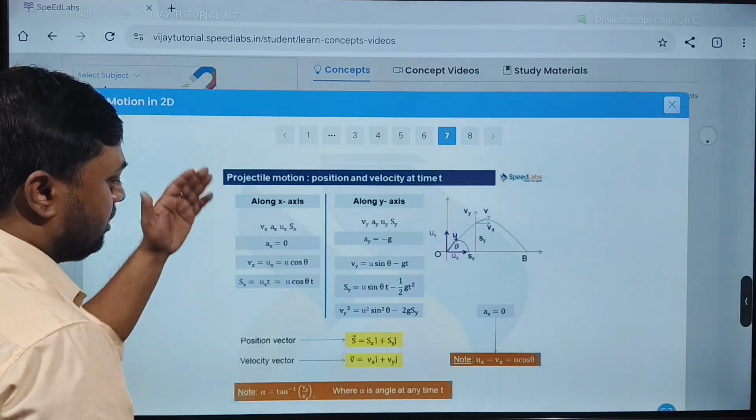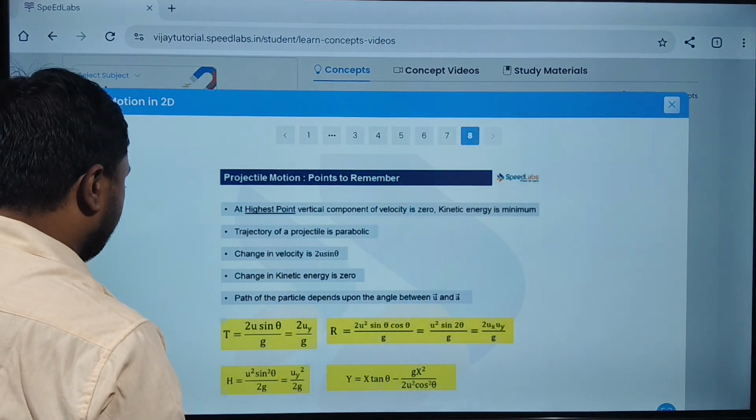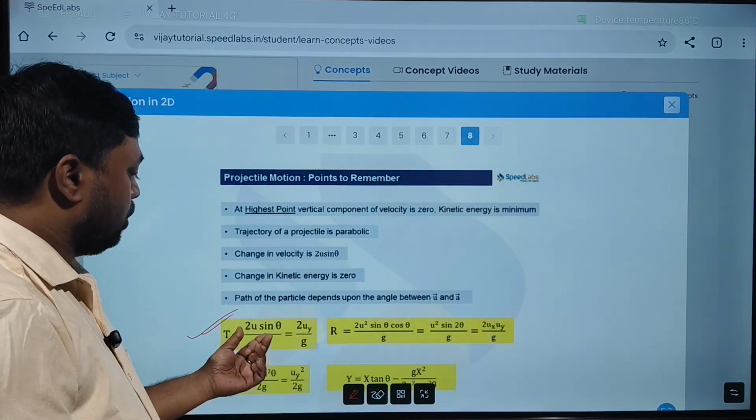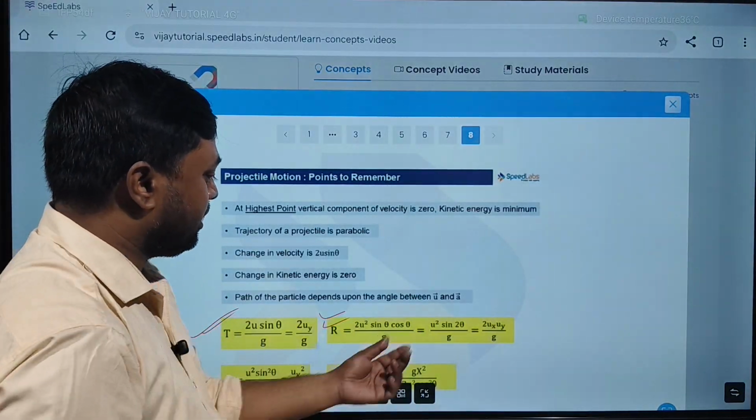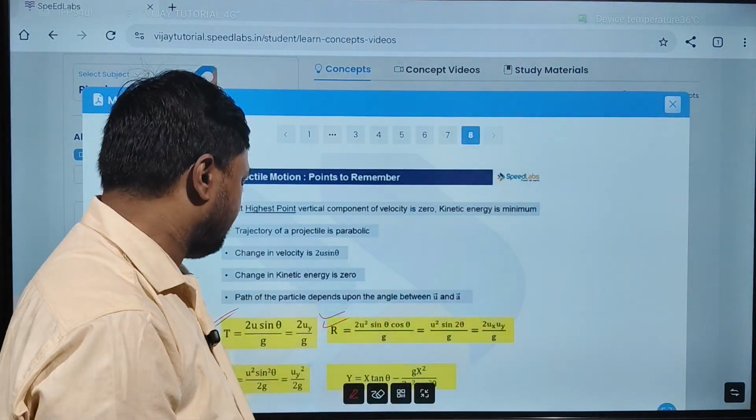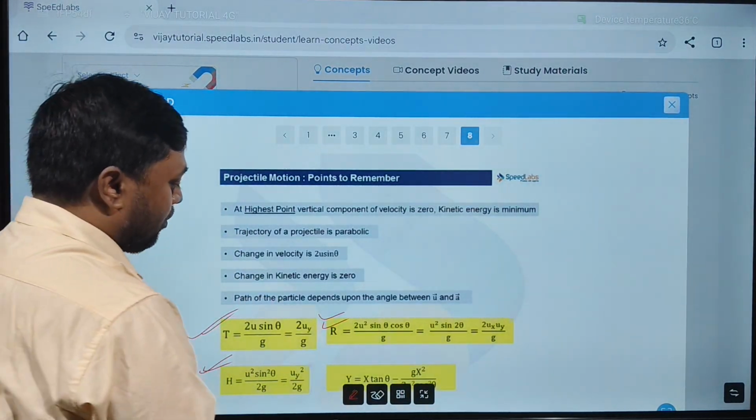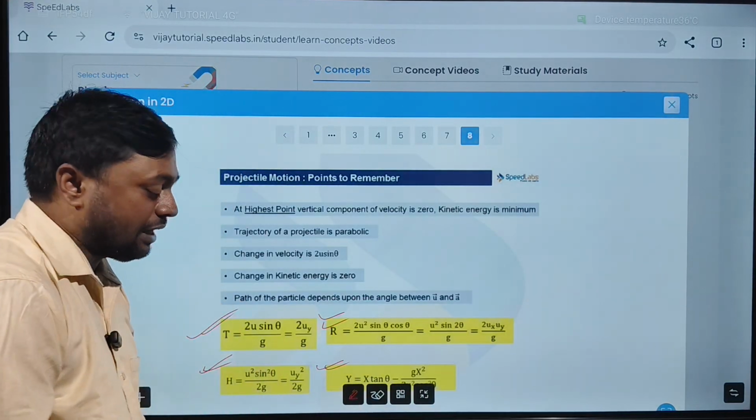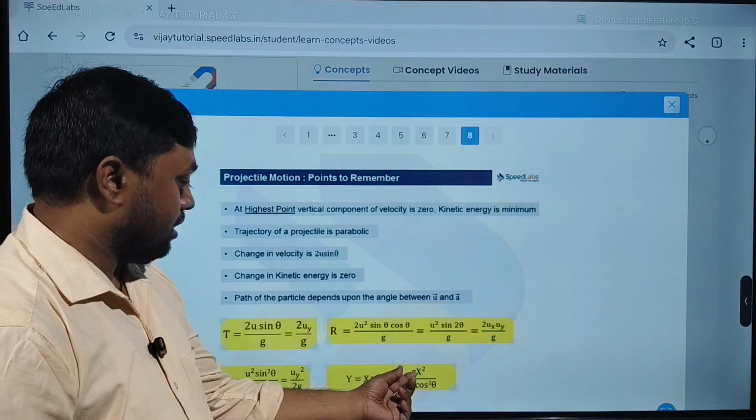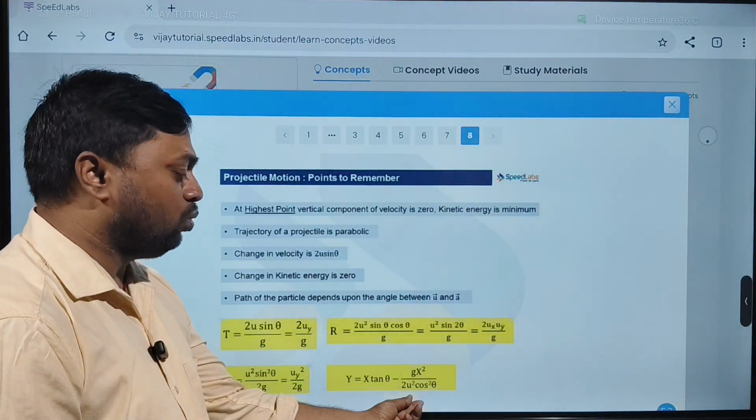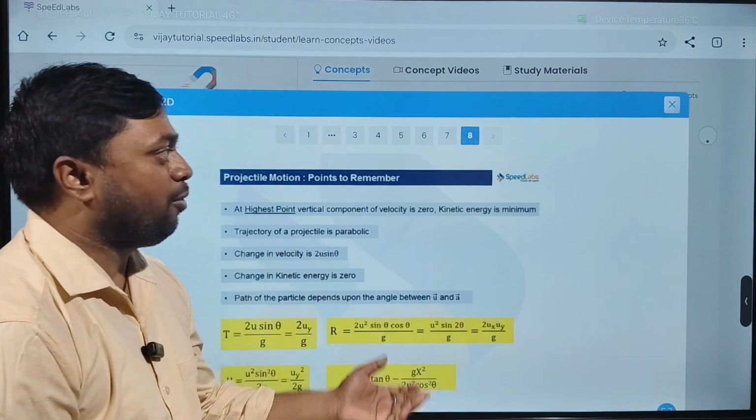So here at the last we can write all the summaries. What we learnt? What is time of flight? 2u sin theta by g. What is the range? Range is u square sin 2 theta by g. Height is u square sin square theta by 2g. And what is the path of projectile? y is equal to x tan theta minus gx square by 2 u square cos square theta. So these are very important.